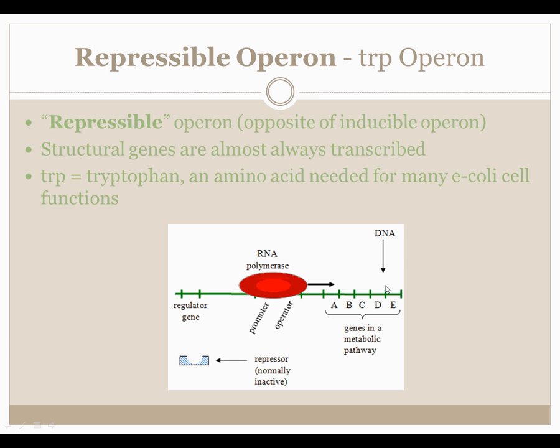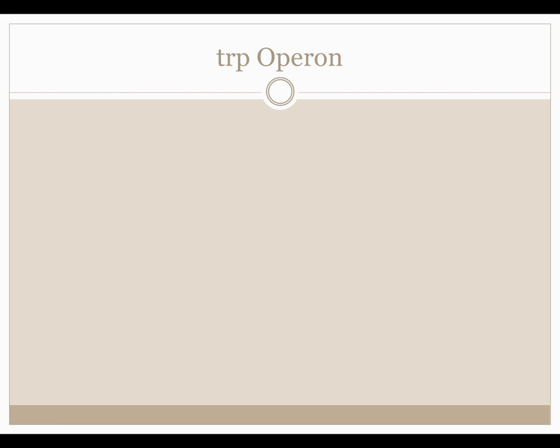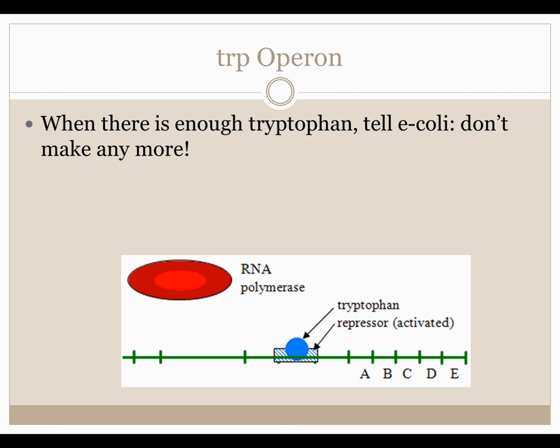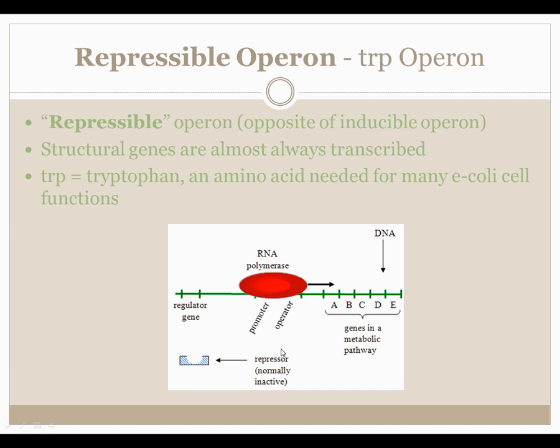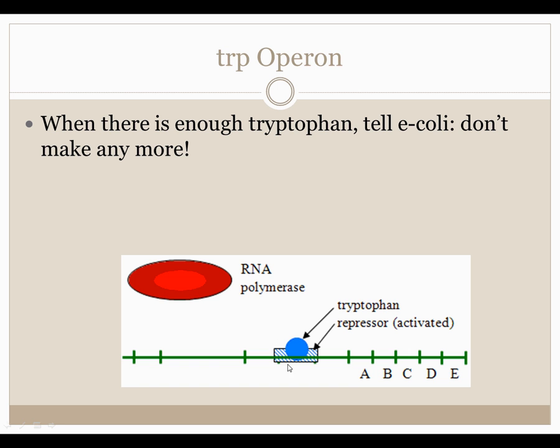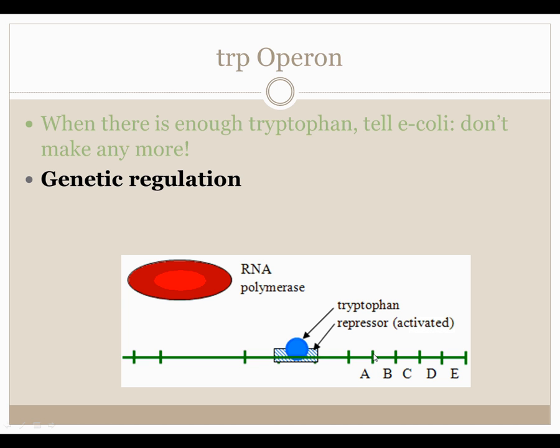So what if we had a meal that had lots of tryptophan? Do you need to keep making tryptophan? Well, no. So then what happens in this case is the tryptophan will fit into that repressor, which then is going to block the polymerase from its promoter region. I didn't keep the text on there and here. So it blocks the promoter region, which therefore now you stop making the tryptophan. So that's kind of a way of regulating itself, and they call it genetic regulation.